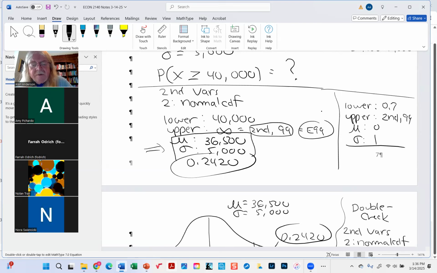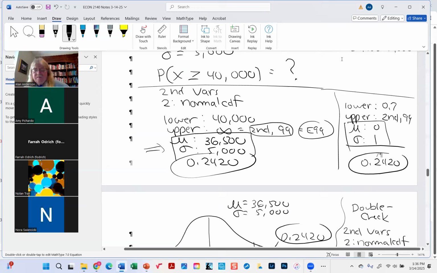So we've got 0.7 up to positive infinity. 0 and 1 are the mean and standard deviation. And when you hit paste, you get, what do you know, it's 0.2420. So they mean the same thing. Okay.